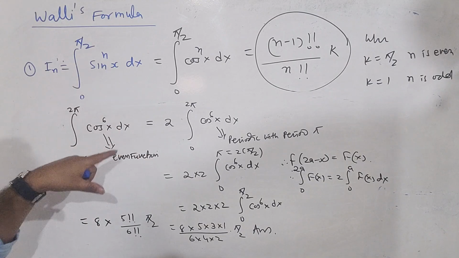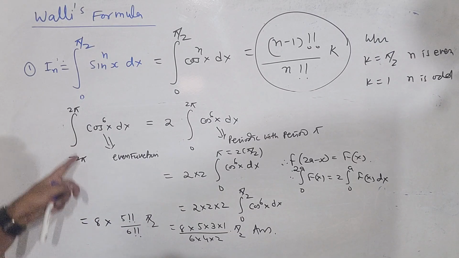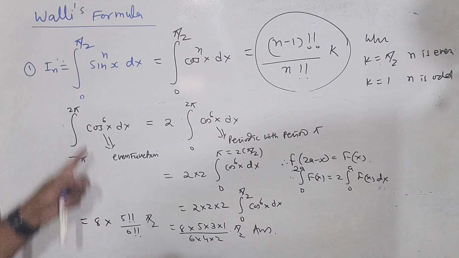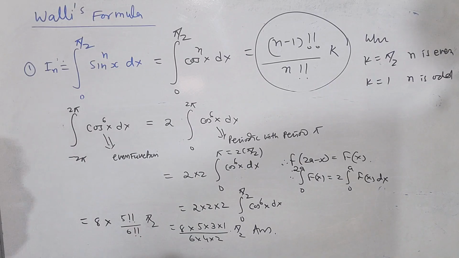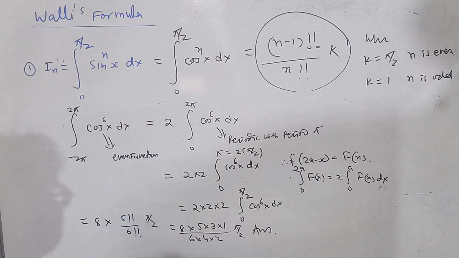You cannot apply the Wallis formula directly, but you can convert this to apply the Wallis formula by using other concepts. For example, this is the integral from minus 2 pi to 2 pi of cos to the power 6x. This is an even function, so I can apply the even function property of definite integration and write 2 times the integral from 0 to 2 pi. Then this is a periodic function with period pi, so I can apply the periodic property of definite integration.